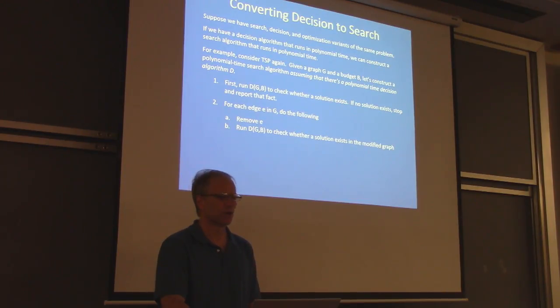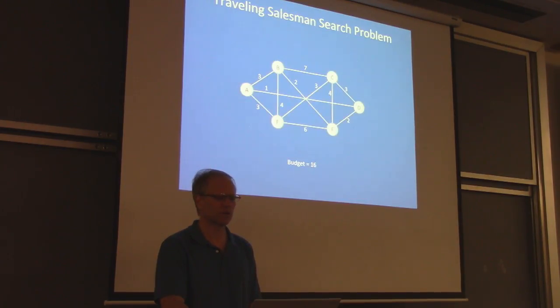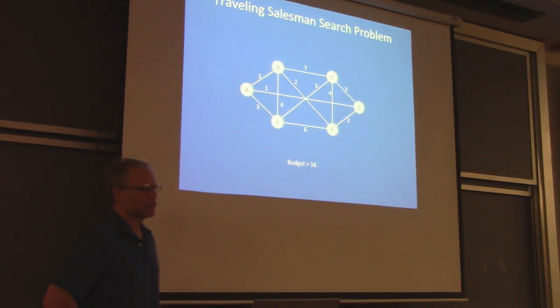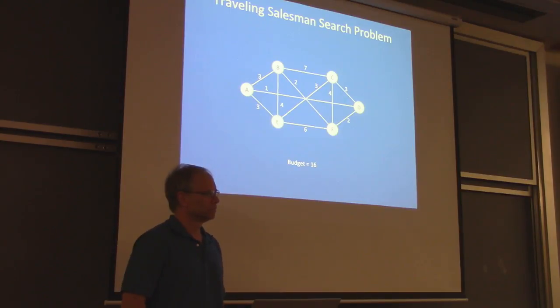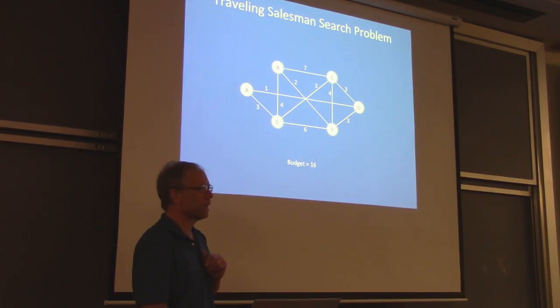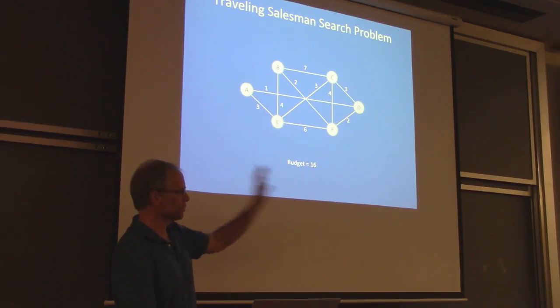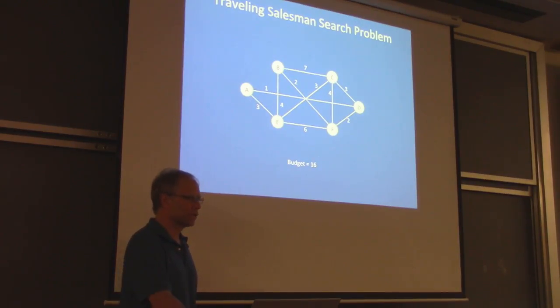Okay? So let's just look at this in pictures. So there's our graph. We've seen it before. We know there's a solution. So we're going to take the edge from A to B, and we're going to take it out. And now we're going to take this modified graph and hand it to our decision algorithm. We're going to ask, does this graph here have a Hamiltonian cycle of weight 16 or less? It turns out it doesn't.